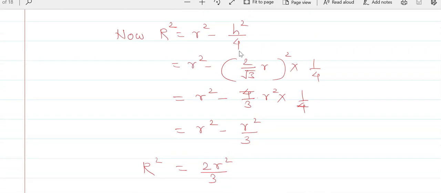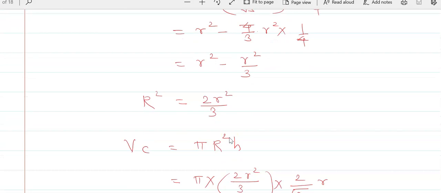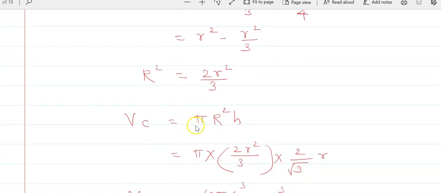And if we substitute it, that is (r square minus 2 upon root 3 r) bracket square into 1 by 4. And again, if we simplify, you will get capital R square is equals to r square minus r square upon 3. And if we simplify, capital R square is equals to 2 r square upon 3. Therefore, the volume of the cylinder, that is pi R square into h.